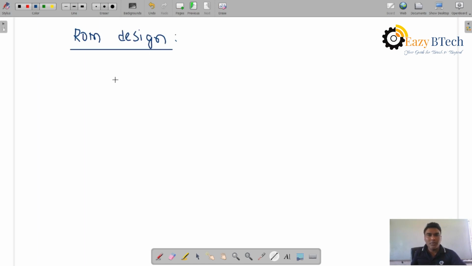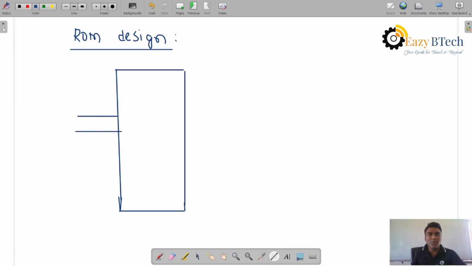Let us take an example. It uses a row decoder circuit. You can see this one. It is a row decoder circuit. Three inputs are here, A, B, C. It is a decoder circuit, a row decoder circuit.